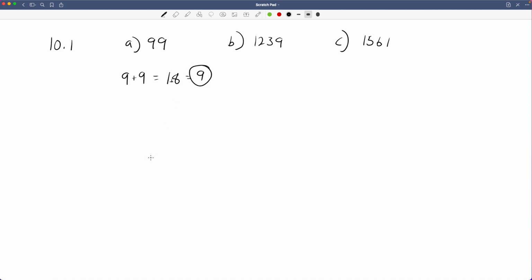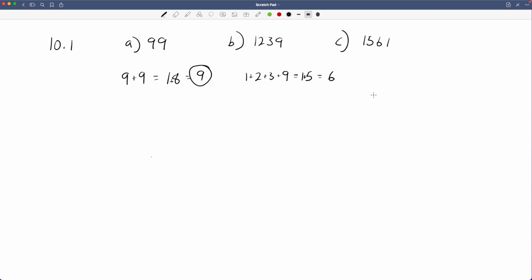So 9 we know is divisible by 3, right? For B, we would say 1 plus 2 plus 3 plus 9. So that would be 6 plus 9 equals 15. 1 plus 5 is equal to 6. We know 6 is divisible by 3.